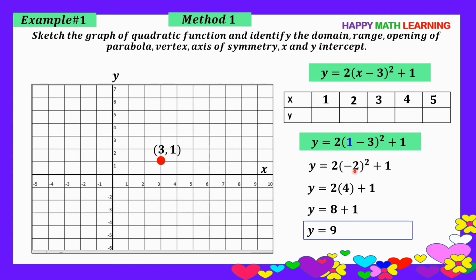Bring down y equals 2, negative 2 squared equals positive 4. Bring down positive 1. Bring down y equals 2 times 4 equals 8. Bring down positive 1. Then, 8 plus 1 equals 9. Therefore, the value of y is positive 9.